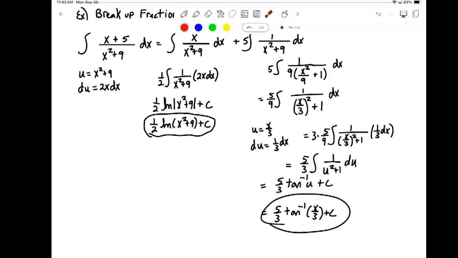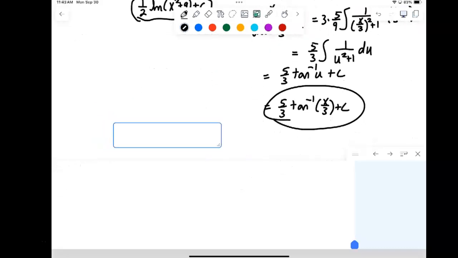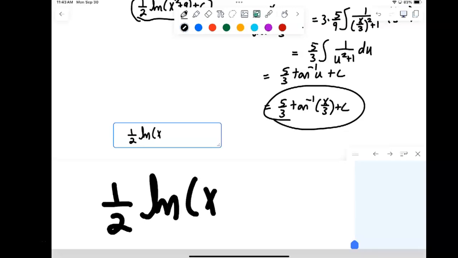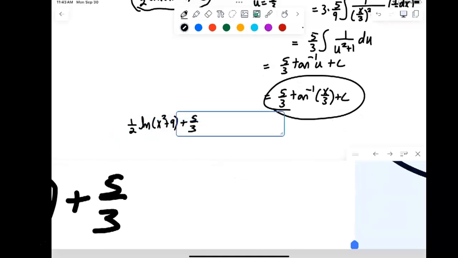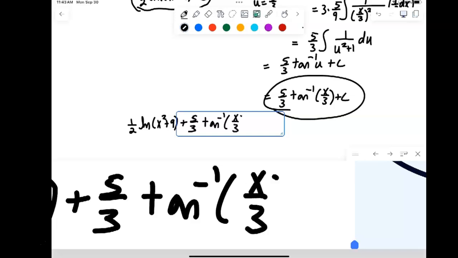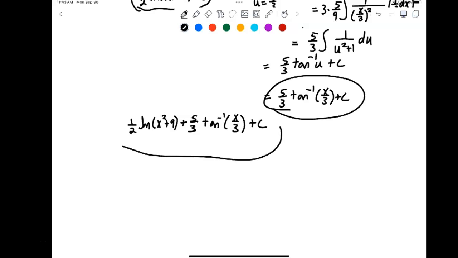And now we just put our 2 pieces together here. So the answer becomes 1/2 ln of the quantity x squared plus 9 plus 5/3 inverse tangent of x over 3 plus a constant. So now we've worked out that integral.